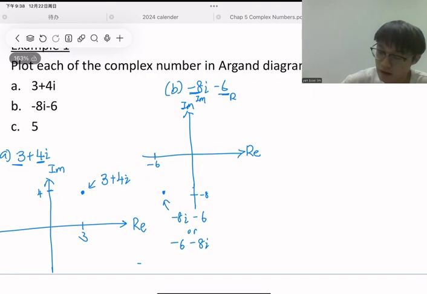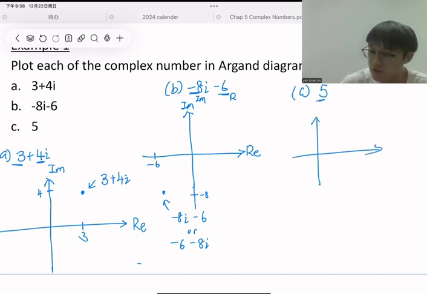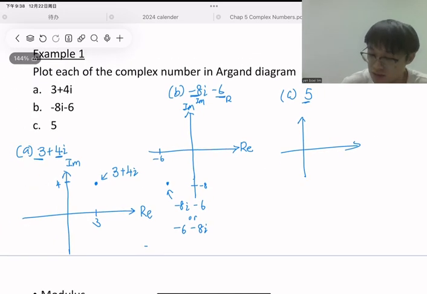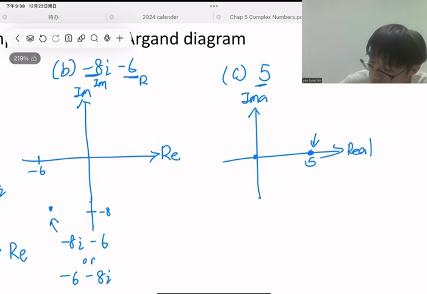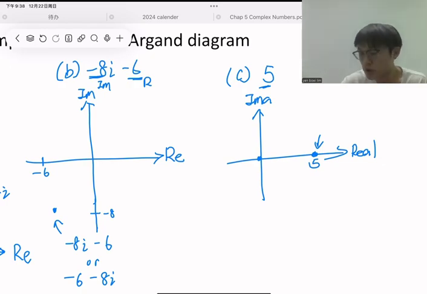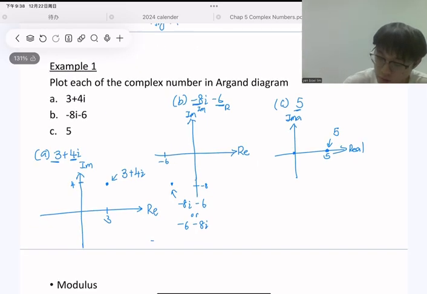And for the last example, the complex number includes just 5 for the real part only, which means it does not have an imaginary part. So the imaginary part is 0 and the real part is 5. This is the point that represents the complex number which has 5 as the real part.